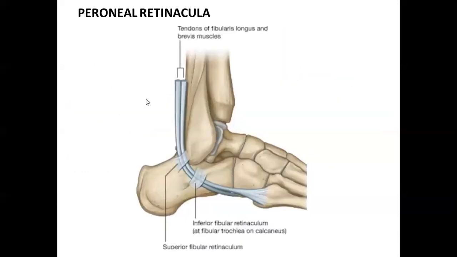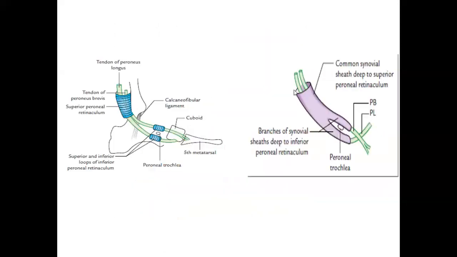Okay, so it is a thickening of deep fascia present on the lateral side of the lateral malleolus, anteriorly attached to the lateral malleolus and posteriorly attached to the calcaneum. It keeps the peroneus longus and brevis in position. The peroneus longus lies superficial to the brevis, and both of them are enclosed in a common synovial sheath.